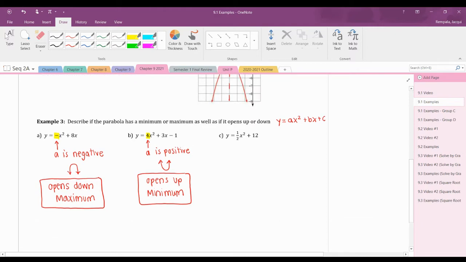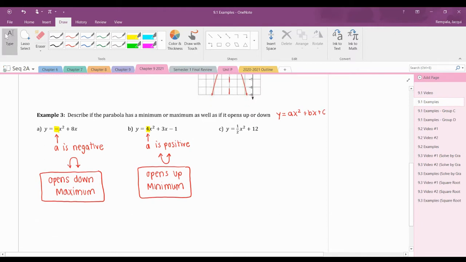And then finally, our last problem here, if y equals 1/2 x squared plus 12, even though this is a fraction, I'm just identifying the number that's in front of the x squared as either positive or negative. In this case, it is a positive. So just like our last example, that means that our graph is going to look like this, which means that it's going to open up. And that means that there is the lowest point possible. So we have a minimum.